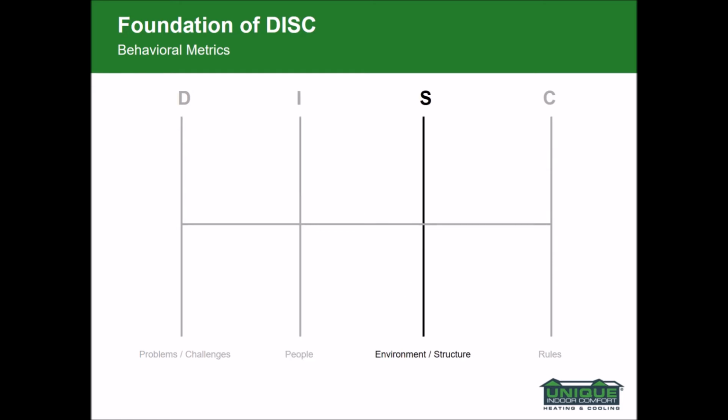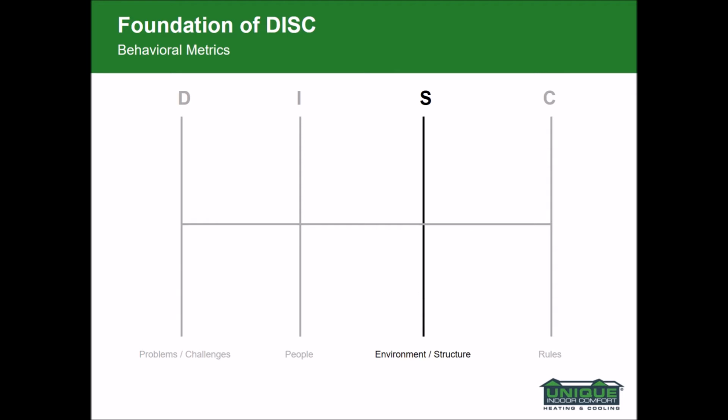Let's move to the S scale, how we deal with environment or structure. High Ss love structure and process. It's very important. Everything has a place and a way it should be done. Low Ss, on the other hand, well, they believe that home is where you hang your hat. They take it as it comes. Environment and structure is not very important.